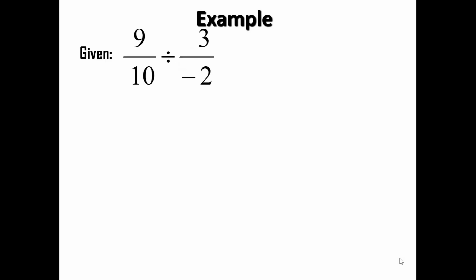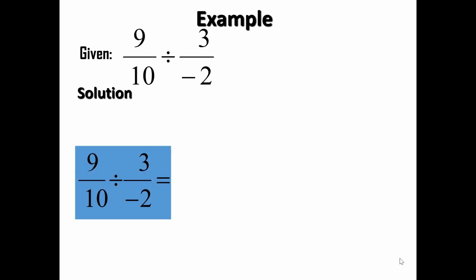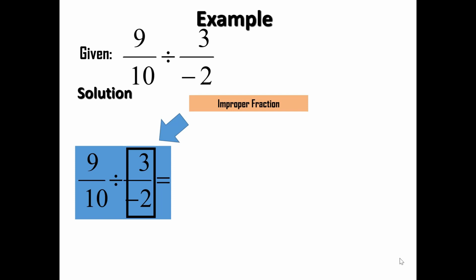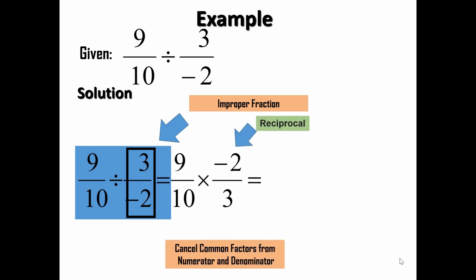Okay, 9 over 10 divided by 3 over negative 2. Now, we get the reciprocal of 3 over negative 2. Mapapansin natin yung 3 over negative 2 ay improper fraction. Now, 9 over 10, change the sign because we are getting the reciprocal of 3 over negative 2. So, we have now negative 2 over 3. Yan. Then, again, pansin natin may common factors.